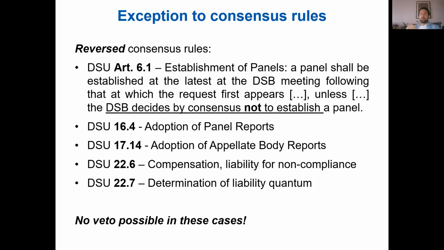These are the forms of liability for non-compliance, retaliation, and also in Article 22.7 when it comes to the determination of the quantum of this liability, to what extent the WTO member would have the right to retaliate. These are the five exceptions to the general consensus rule. In all other cases, decisions within the WTO are taken by consensus.